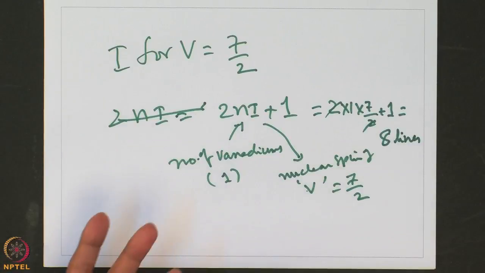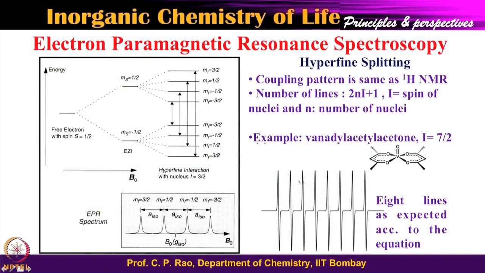So, you should get an 8-line spectrum in this, and you can see the 8-line spectrum shown over there, 1, 2, 3, 4, 5, 6, 7, 8. So, this means a nuclear hyperfine coupling is being seen in this example.